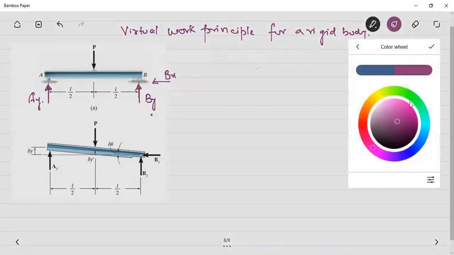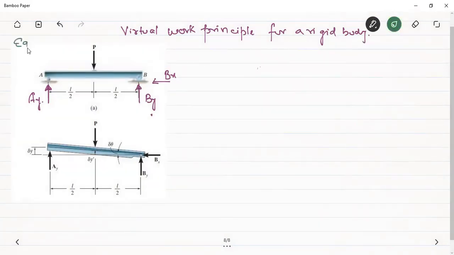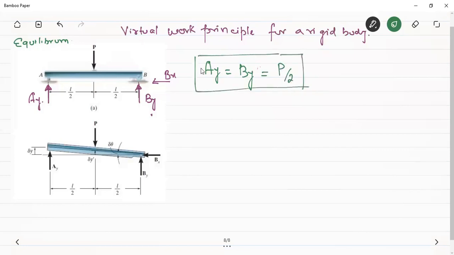So this beam is in equilibrium. We have also seen, while discussing the SFD and BMD calculations, how to calculate the reactions. Directly we can say that since this is a simply supported beam with a load P at the midpoint, the reactions AY and BY are equal to P by 2. That we know from the equations of statics. Since this beam is in equilibrium, there won't be any displacements.